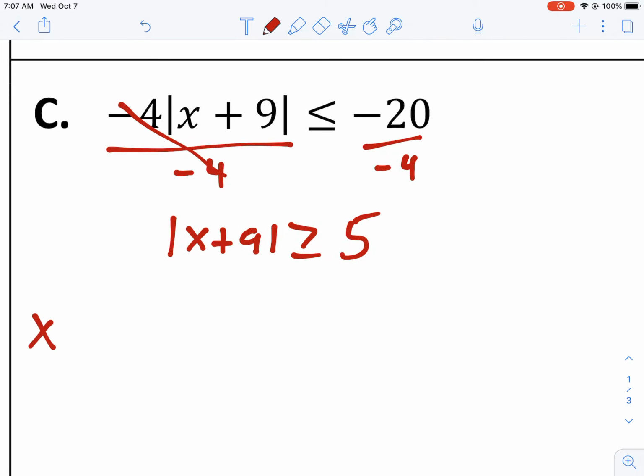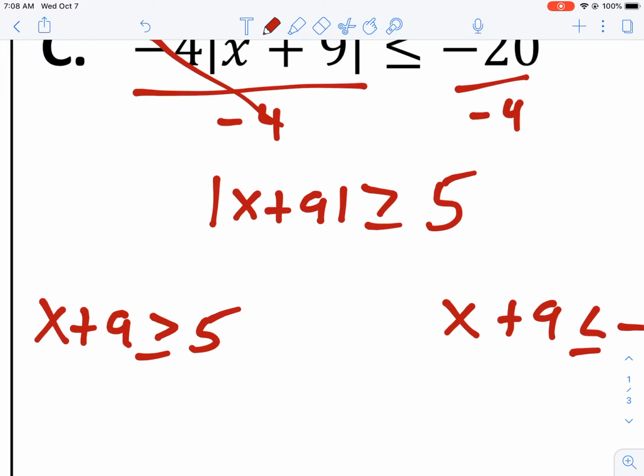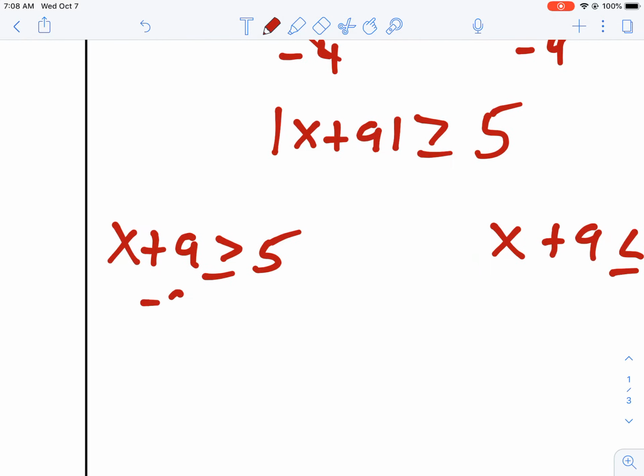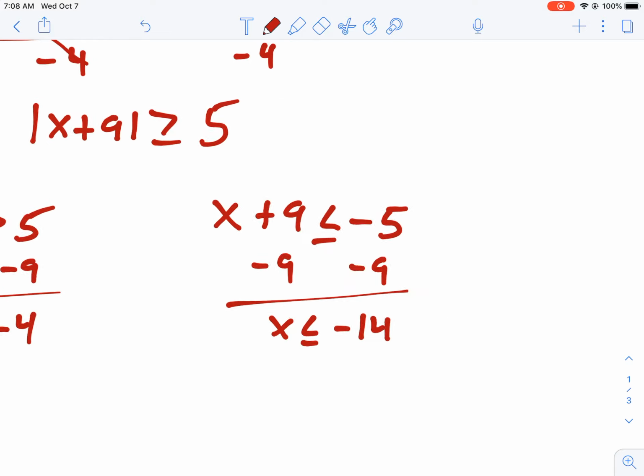So our positive case is just going to be x plus 9 is greater than or equal to 5. When we flip it, our negative case, x plus 9 is less than or equal to negative 5. So you still have to flip it again over here, even though you flipped it already because you divided by the negative. So now we can get our solutions. We can subtract by 9, so we've got x is greater than or equal to negative 4. Subtract by 9, x is less than or equal to negative 14.